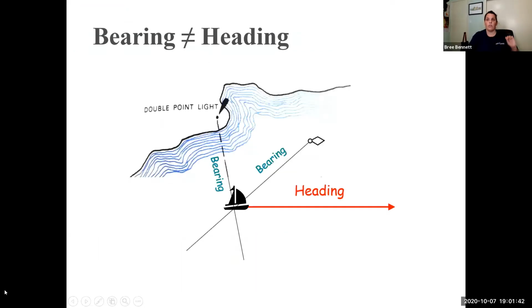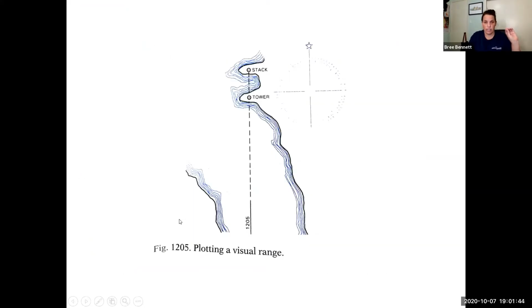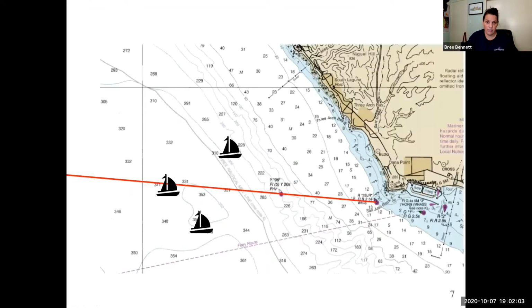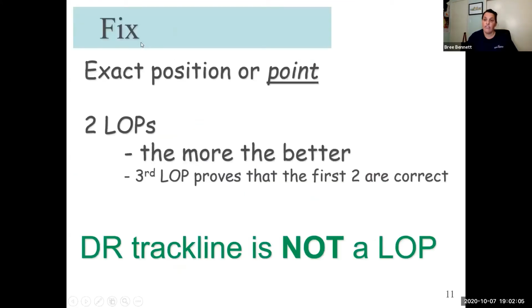Okay, so these were all of our choices. Let's go back. We have lots of choices to collect information, to create LOPs with infinite possibilities of where we are. Now, if we have 2 or more LOPs, that's going to give us a fix. So a fix is an exact position or a point on the chart. So it's a location, a position, a fix.